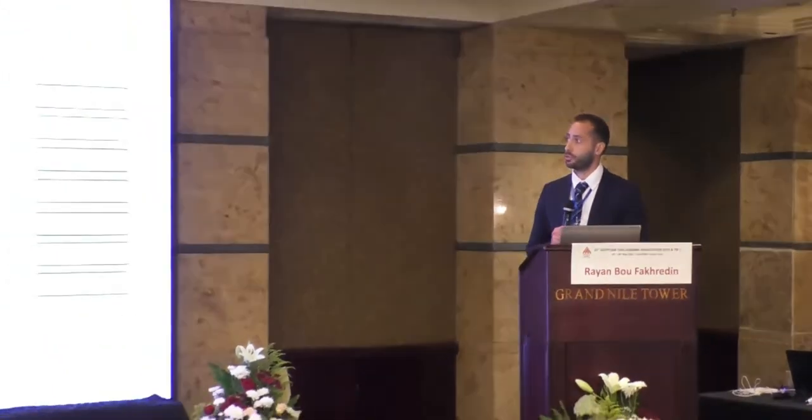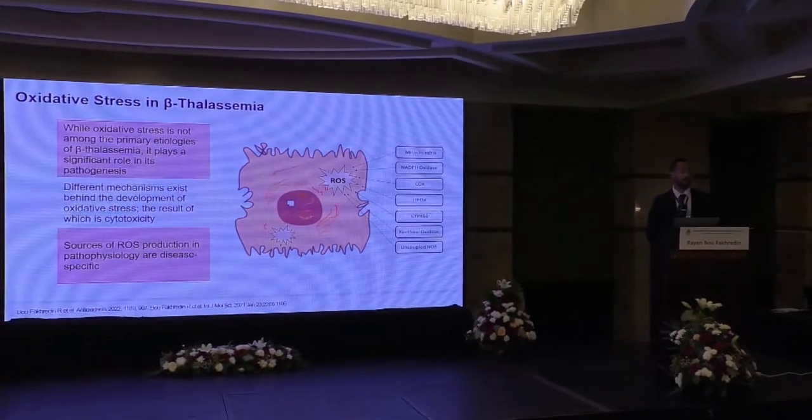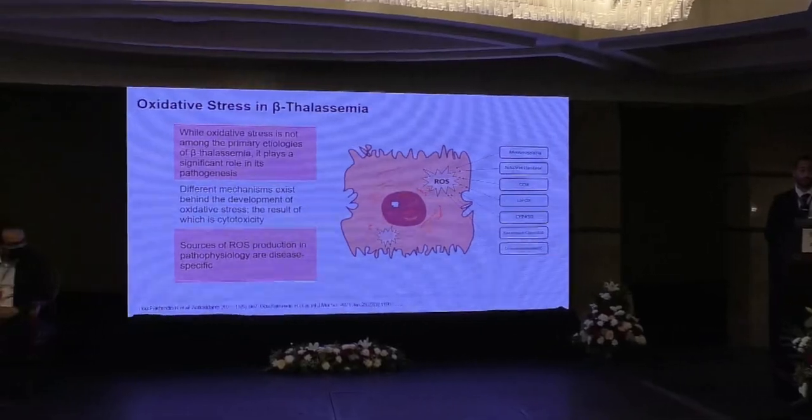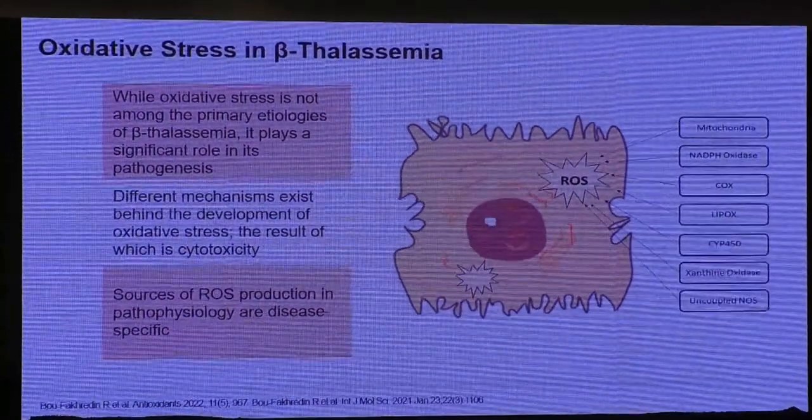So looking at oxidative stress and beta-thalassemia, we know that while it's not one of the main primary etiologies of the disease, it really plays a very significant role in the pathogenesis of the disease. And we're going to see throughout this presentation why and how. And we know that there are different mechanisms that exist behind the development of oxidative stress, and we're going to go over these throughout this presentation, but the ultimate result is cytotoxicity.